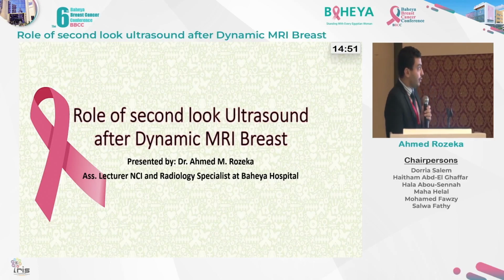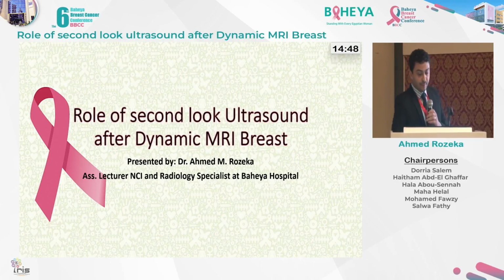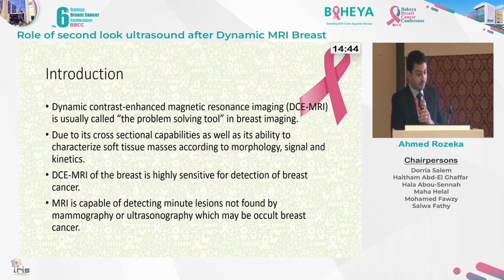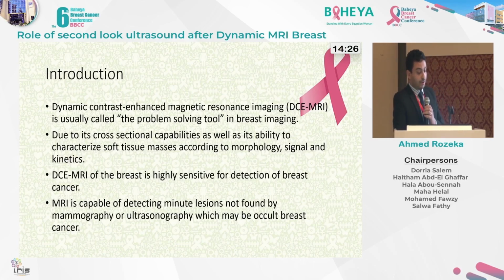Okay, my presentation is about the role of second look ultrasound after dynamic MRI breast. A real quick introduction. Dynamic MRI breast is usually called the problem-solving tool, due to its cross-sectional capabilities, as well as its ability to characterize soft tissue masses, because of the multiple sequences and the signal and the kinetics that are taken. Dynamic MRI breast is highly sensitive to detect breast cancer, and it's capable of detecting minute lesions that were originally missed on the initial mammogram or ultrasound.